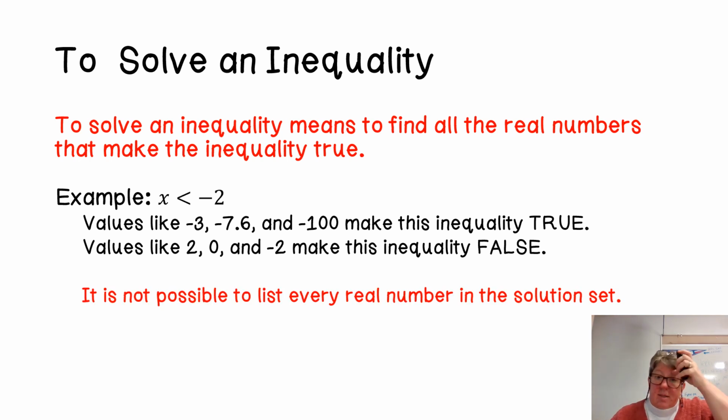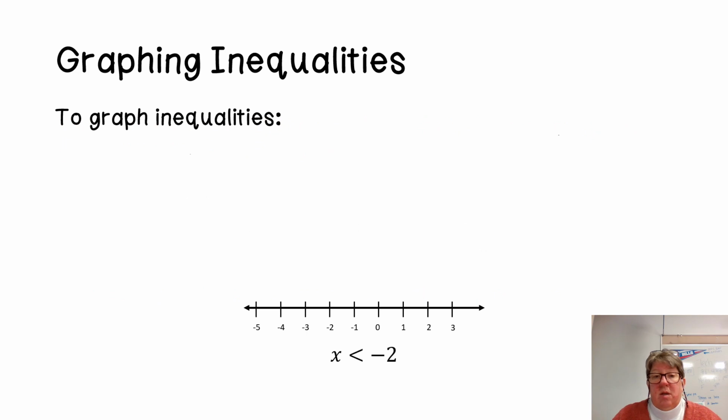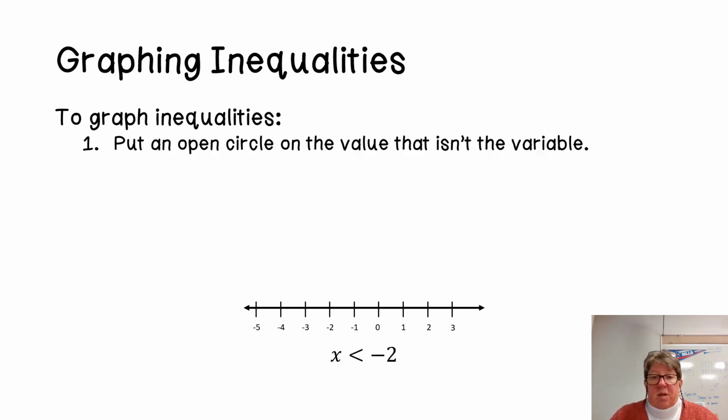We can't list every real number in the solution set, so we are going to use a number line to show it. So here is our number line, and here is our inequality, x is less than -2. The first thing we're going to do is put an open circle on the value that isn't the variable. An open circle is just a circle that's not filled in. It's the outline of a circle, not a filled in circle.